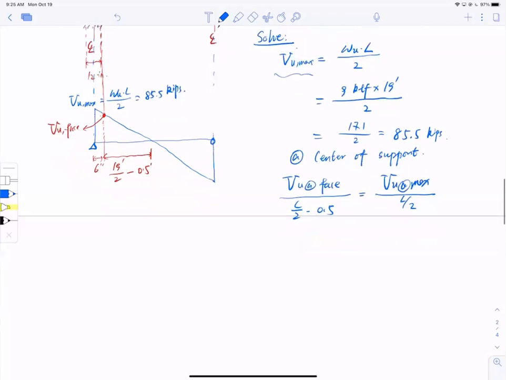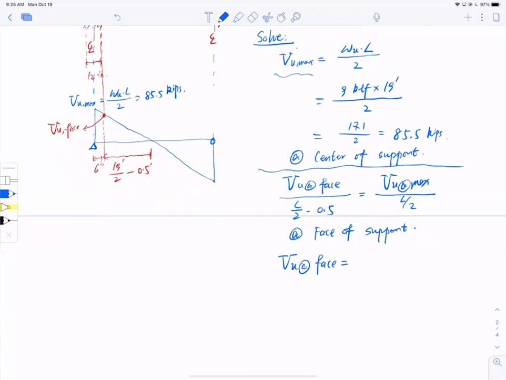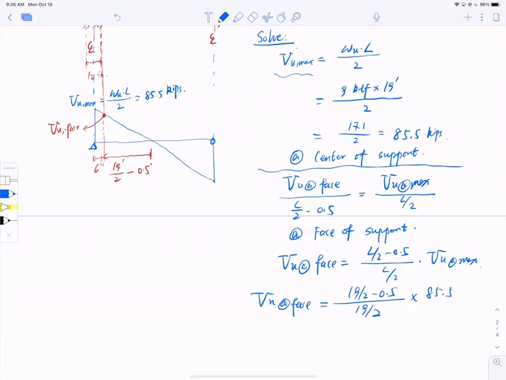So this is at the center support, and this is at the face of support. Let me throw in a number. I'm going to need some help here, so please prepare your calculator. This equals L over 2 minus 0.5 divided by L over 2 multiplied by VU at max. So VU at face of the support equals 19 divided by 2 minus 0.5, divided by 19 divided by 2, multiplied by 85.5 kips.